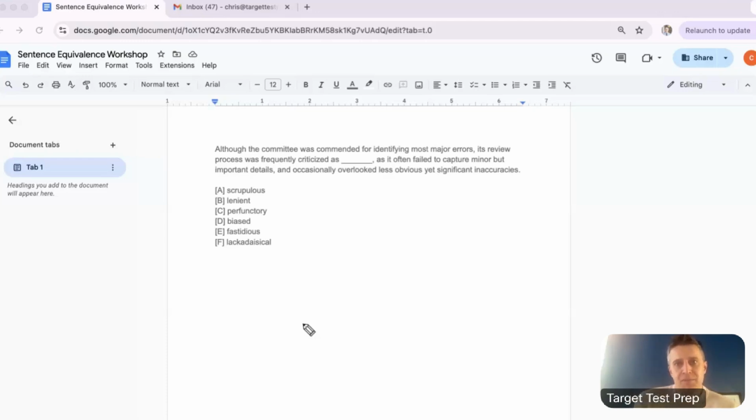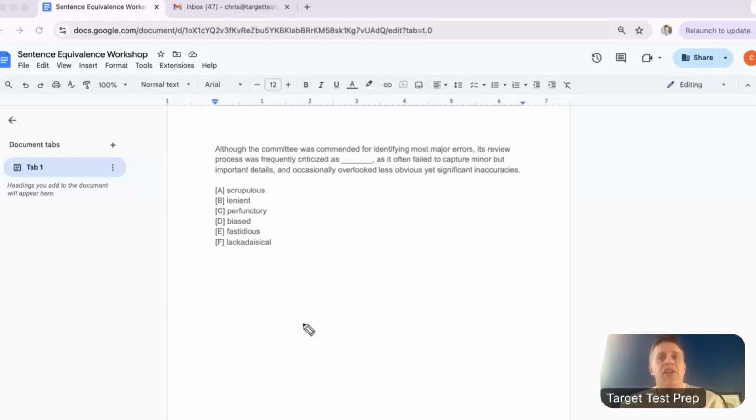Although the committee was commended for identifying most major errors. I read that, I know there's going to be a change here between the part that comes before the comma that begins with although and the part that comes after. So they were commended, but you know now something negative is going to happen after the comma. And indeed, it says frequently criticized. So right away, my brain says, okay, negative word. But I have to read on.